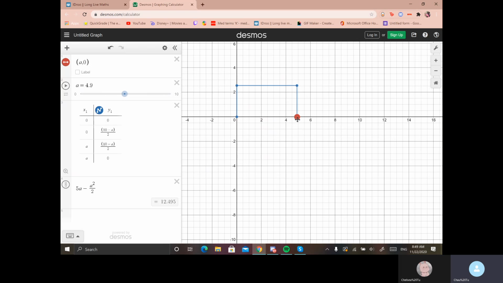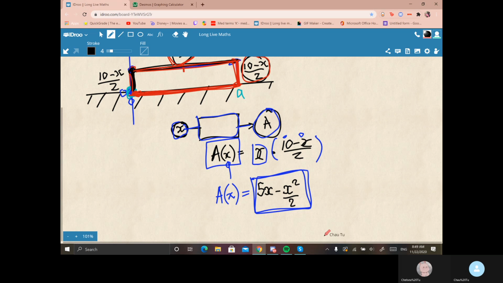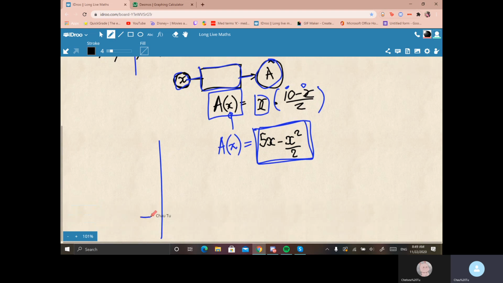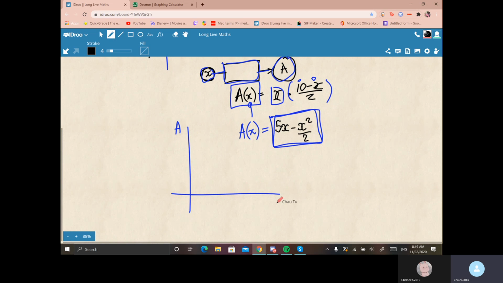Okay, Chelsea. Okay, let's go back to iDrew. Chelsea, go back to iDrew. What does this graph look like? Because we want to draw a graph of area for given x. What does this graph look like? You know, if I were to give you, let's say, x squared plus 5x plus 7. We did this in the past, Chelsea. I asked you to sketch this graph. Can you remember how to sketch that?